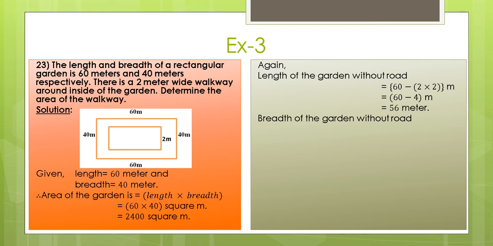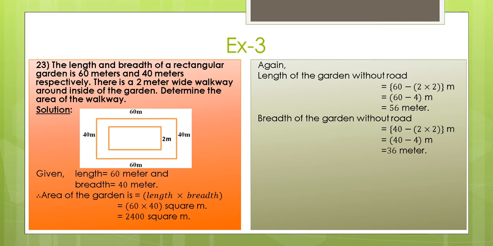Now breadth of the garden without road, we have to subtract from 40 meter in the same way, because for breadth, there is a 2-meter walkway and 2 sides of breadth. That's why 40 minus 2-meter walkway multiplied by 2 sides of breadth. That's why we multiplied with 2. So 40 minus 4, that is 36 meter.